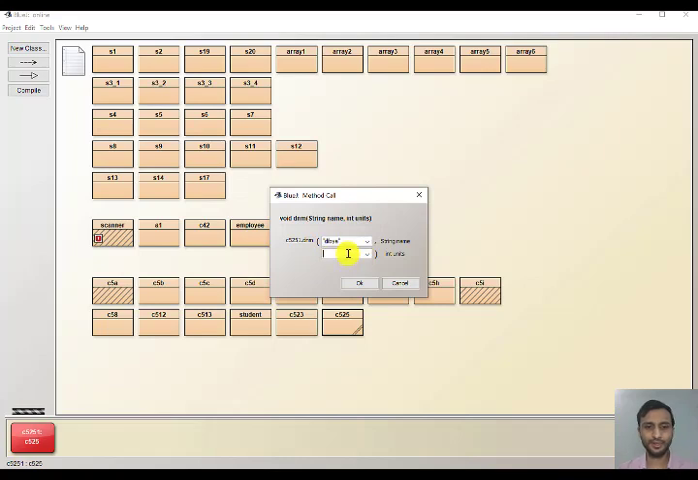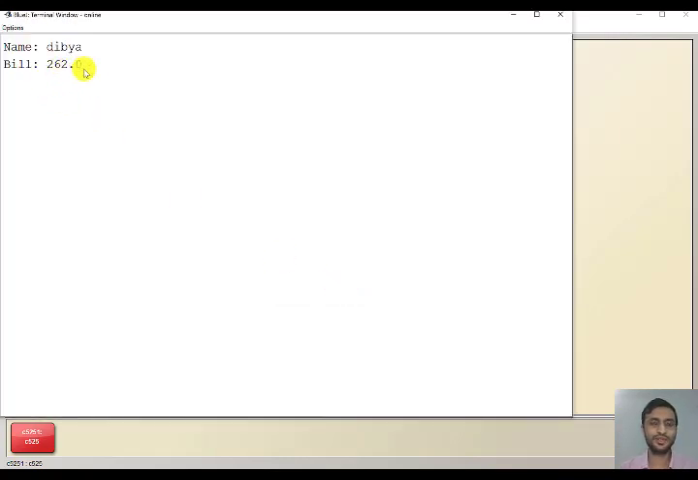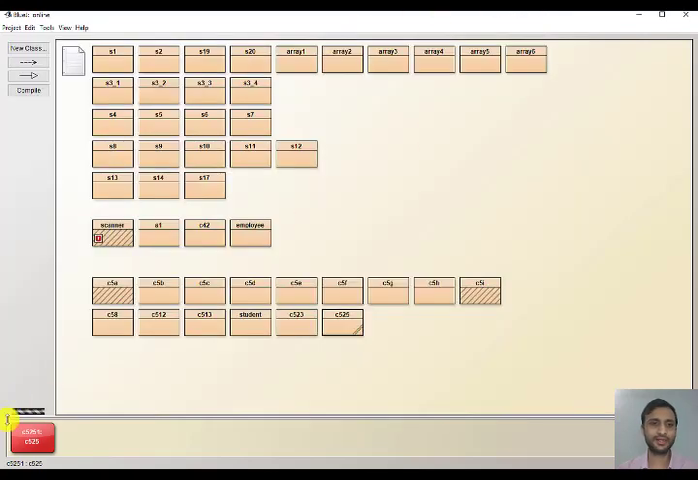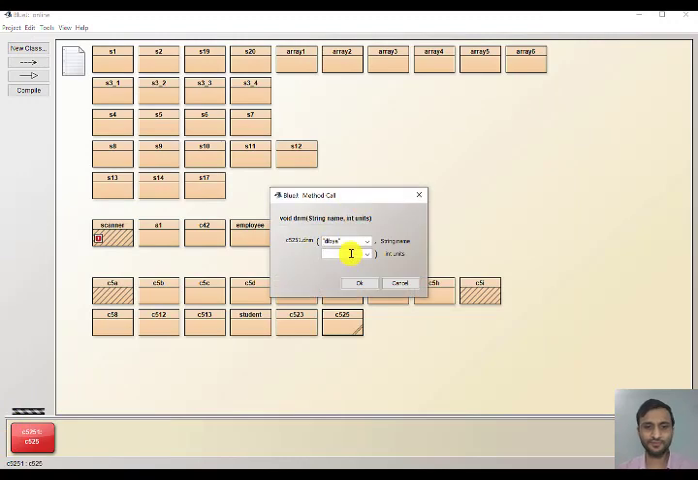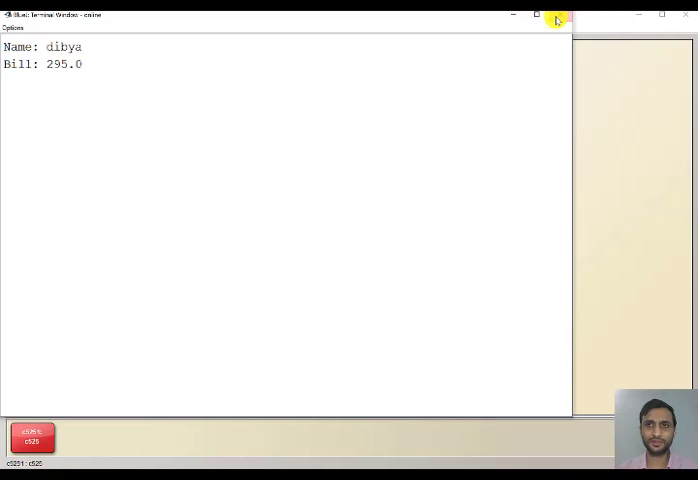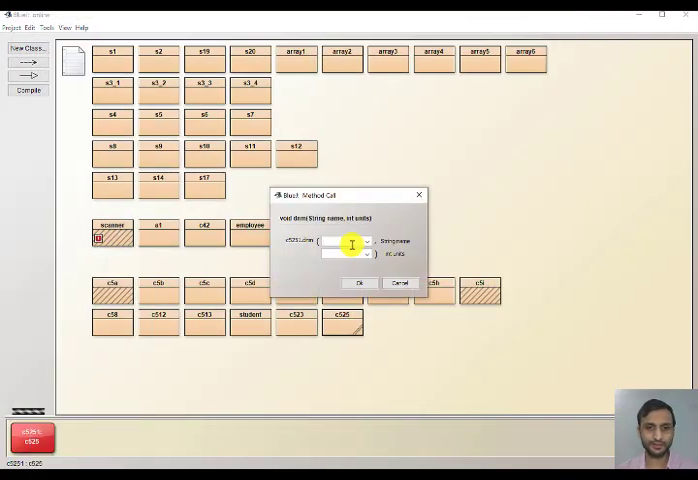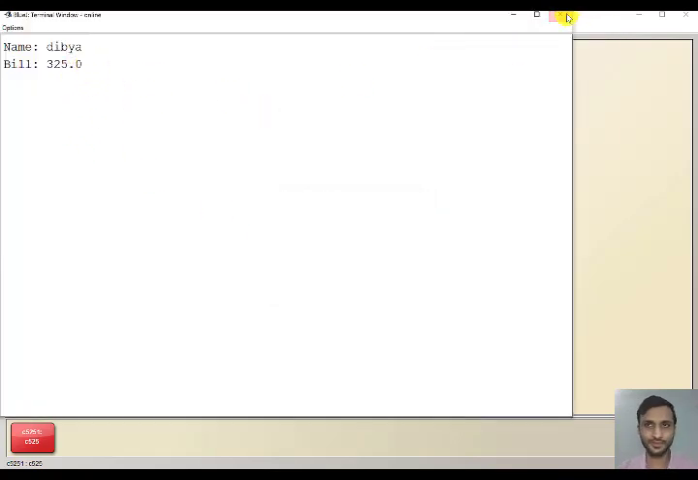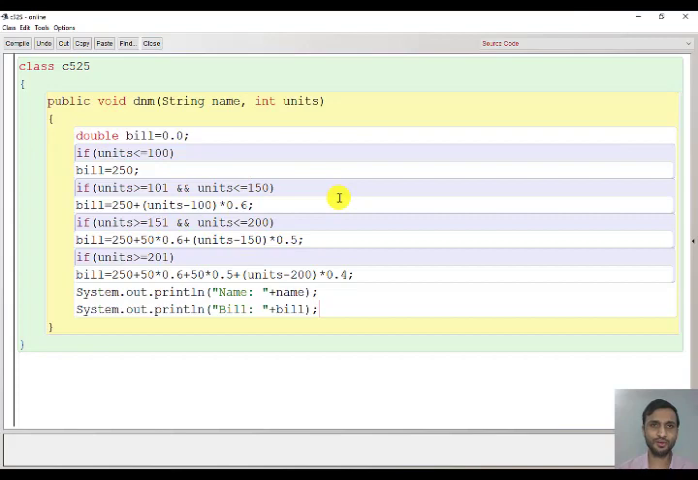This time let it be 120 in the second range. So 250 plus 20 into 0.6. 20 into 0.6 is 12. 12 plus 250 is 262. So we're getting the right answer. Then if the value increases, like 180, it will be the third case. And if the value goes beyond 250, then it is the fourth case. So now let us run this program manually.